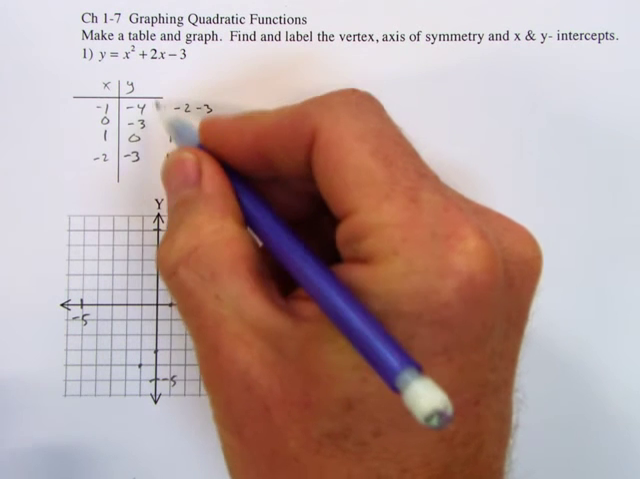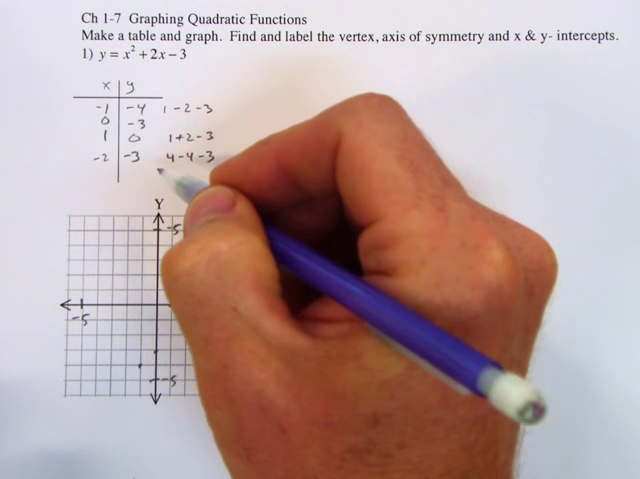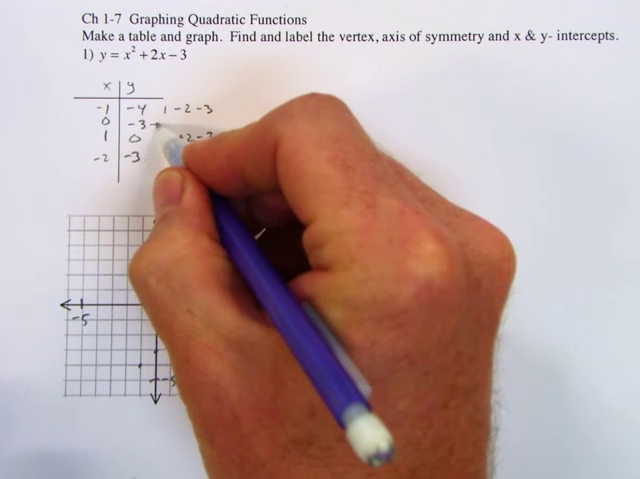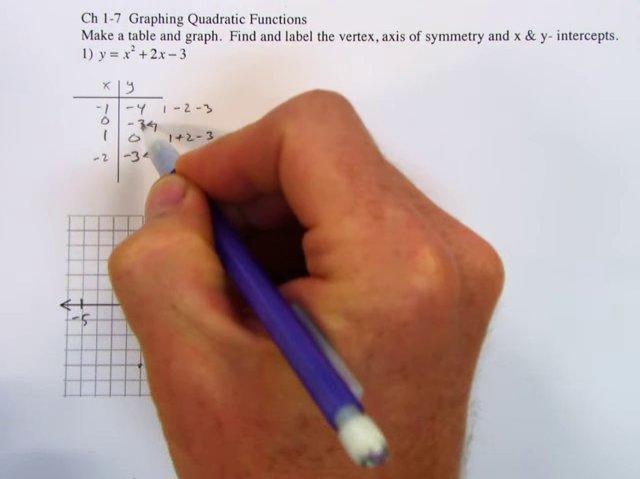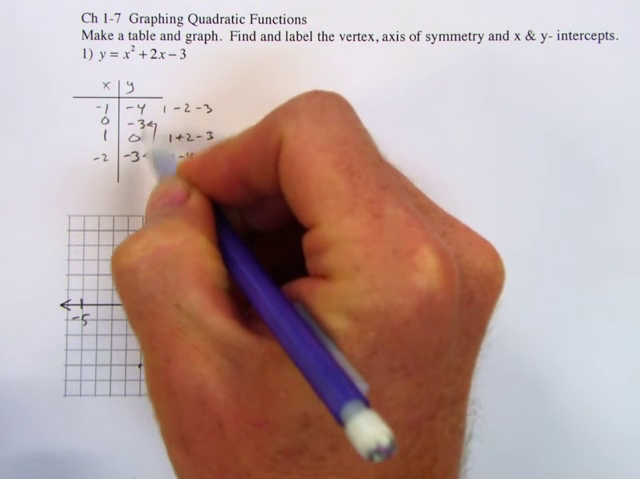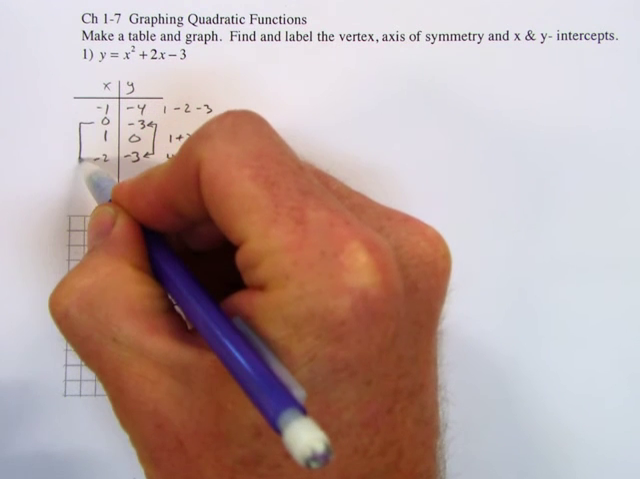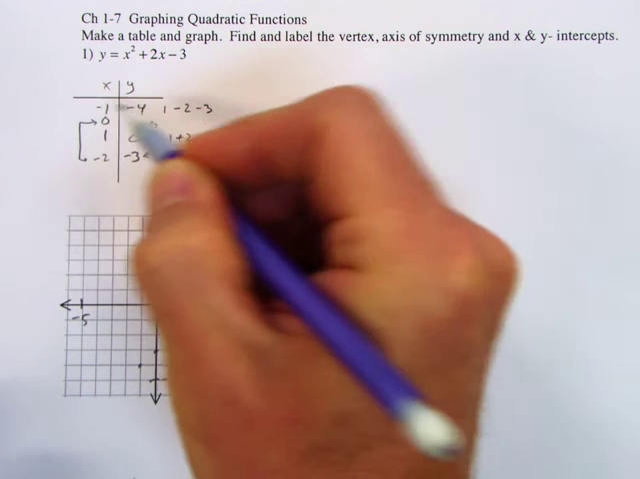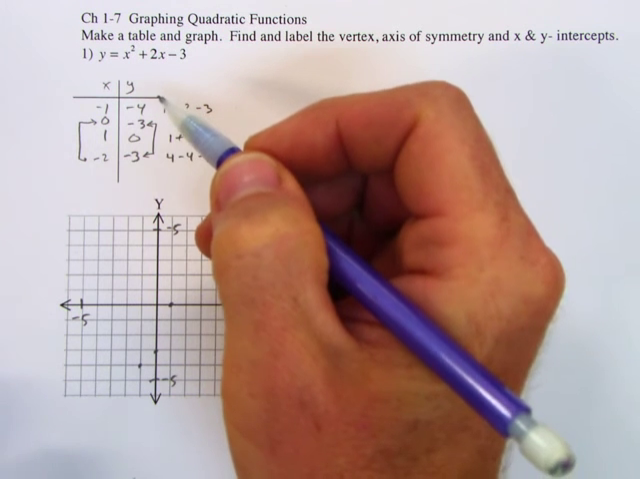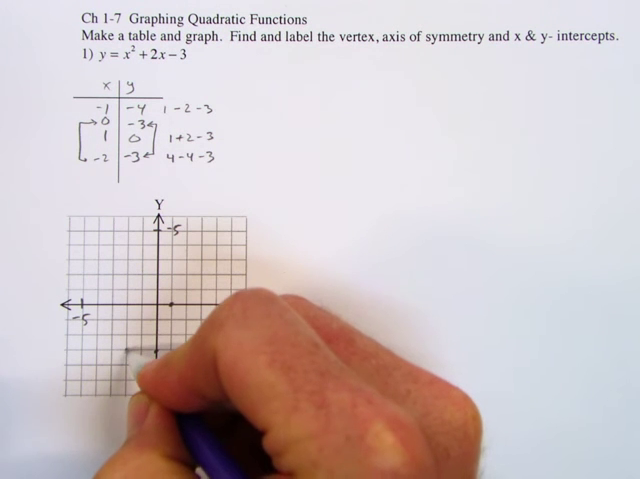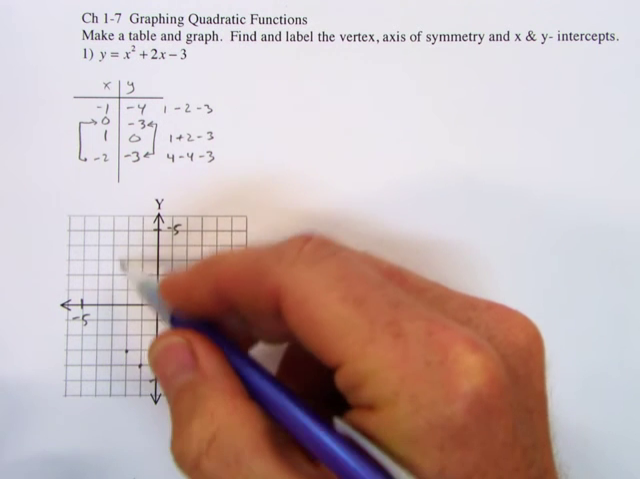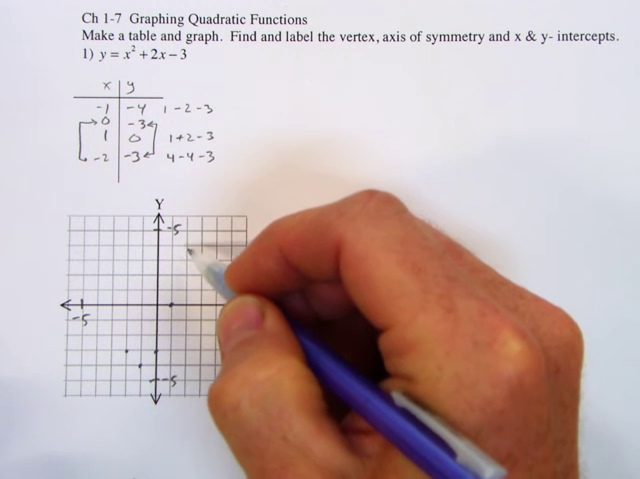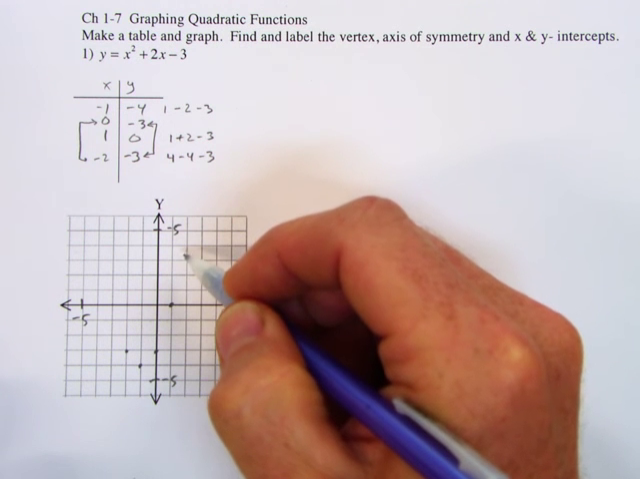What do you notice about these numbers? We have negative 3 and negative 3. That's telling us that the vertex is going to be at the midpoint of these two x values. When you look at plotting this point, every single point on the parabola has a matching pair except the vertex.